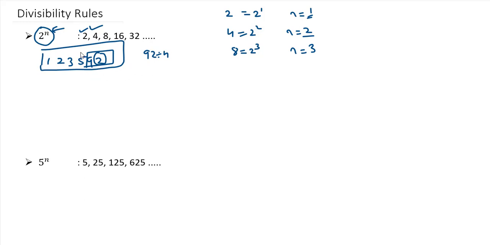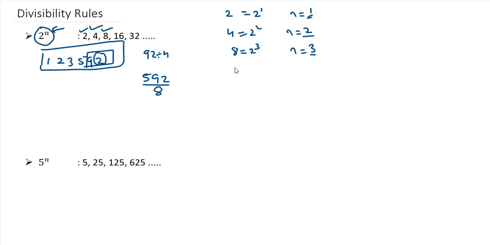Similarly, if you want to check whether this number is divisible by 8, since 8 is of the form 2 cube, you will have to check the last 3 digits. In this case, the last 3 digits are 592. 592 when divided by 8, as you can see, is clearly divisible by 8. So we can say that this entire number is divisible by 8.